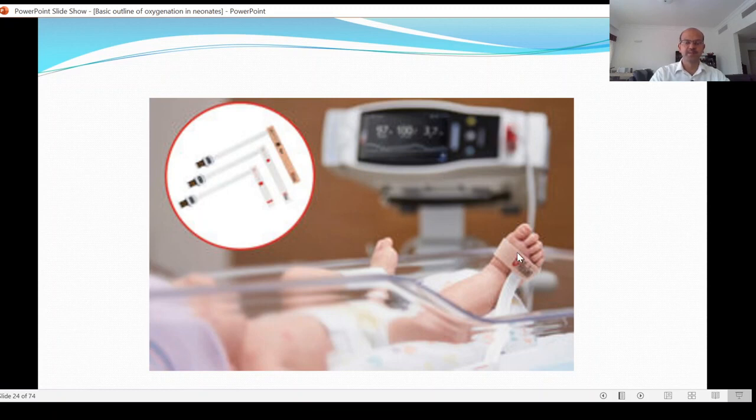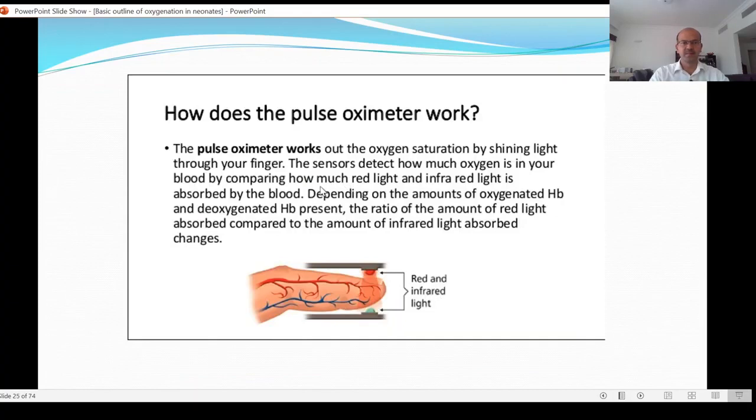The probe is placed on the foot of the baby or on the hands of the baby, usually, sometimes on the earlobe if the baby is big enough. Different sizes of the probes are available, and basically the pulse oximeter works by having a red and infrared light emitted from a light emitter on one side and the detector is on the other side. So they have to be opposing each other, and there shouldn't be anything interfering with the measurement.